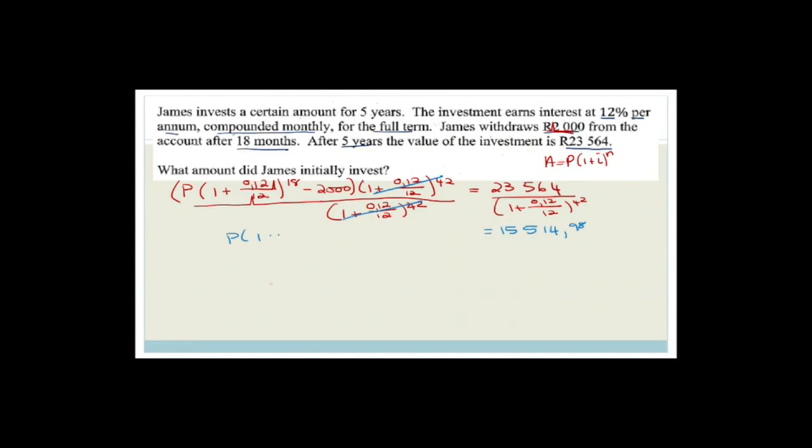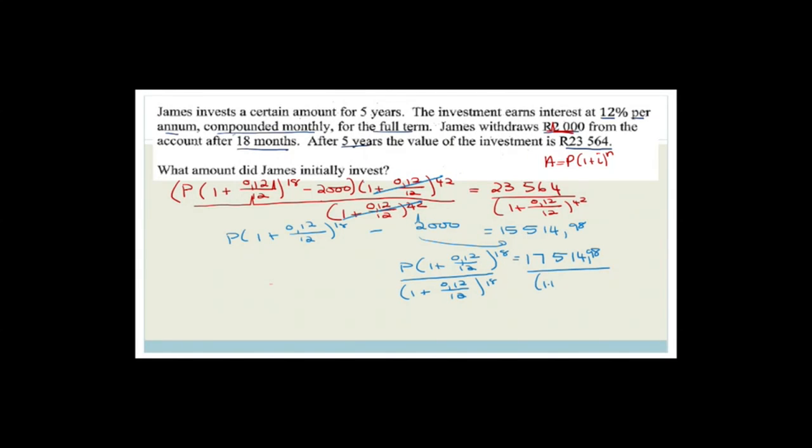P times 1 plus 0.12 over 12 to the power of 18 minus 2,000. So do you agree we can take the 2,000 across? We're left with P times 1 plus 0.12 over 12 to the 18 is equal to this plus 2,000, so it comes to 17,514.98. And now to solve for P, we're going to divide both sides by what's in the bracket. So divide both sides by 1 plus 0.12 over 12 to the 18.